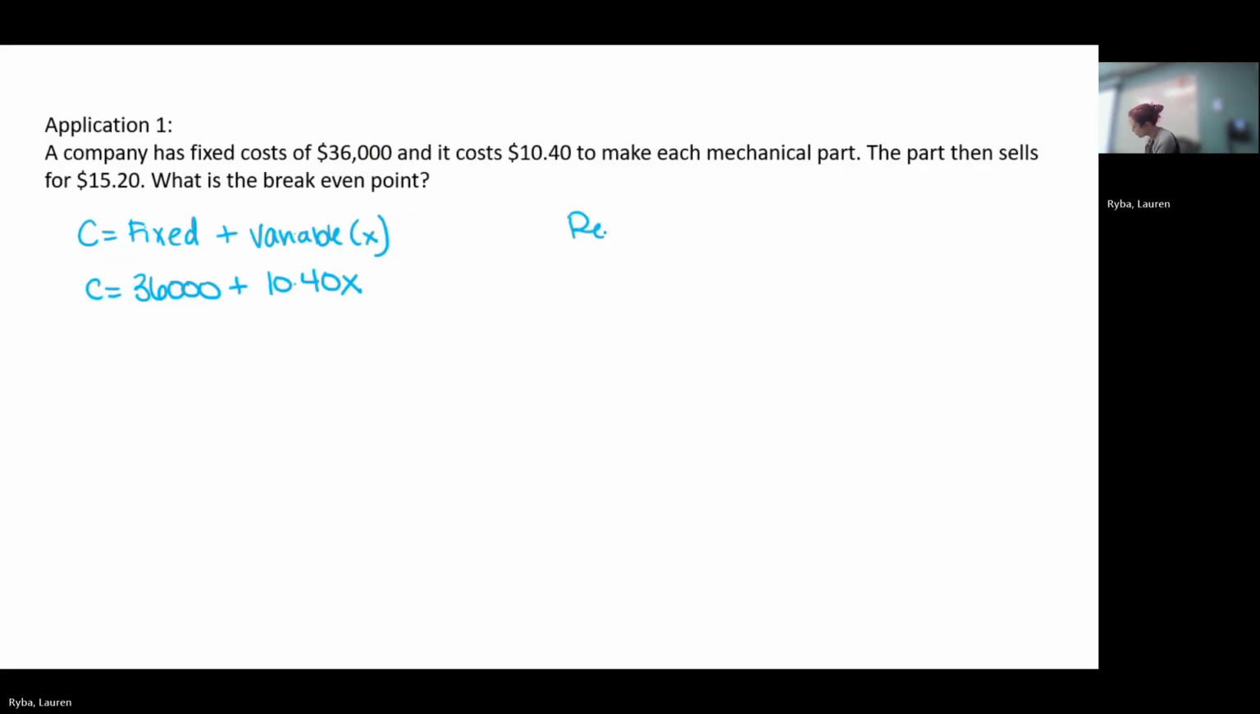Okay. Revenue in most cases when we are working with it is just the sale price of the item times X. It says the part sells for $15.20. So revenue is 15.20X.